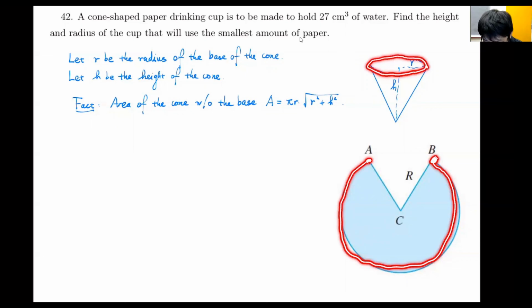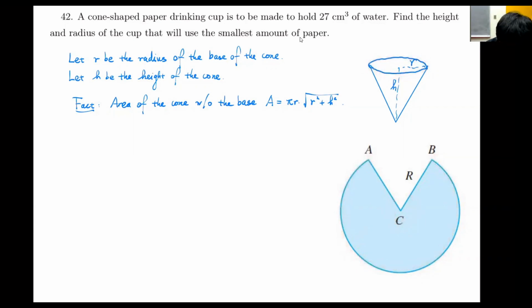So this is telling me that if theta is the angle of this sector, then theta times R is the length of the arc AB, and this is supposed to equal 2 pi times lower r. This is the relationship between theta and lower r. But now we are looking for the area. The area of the cone without base is the same as the area of the sector.